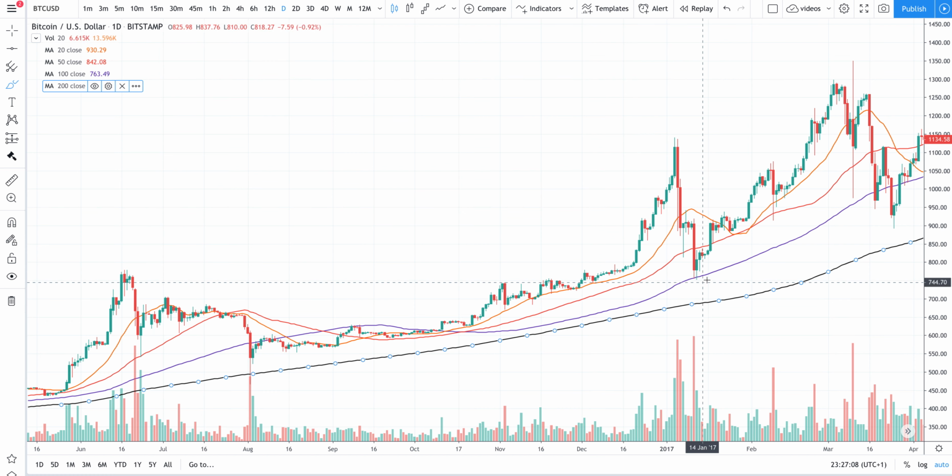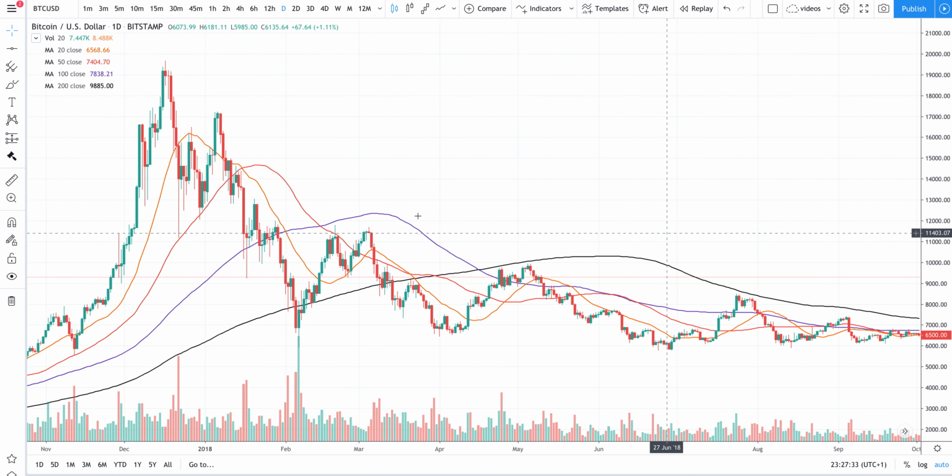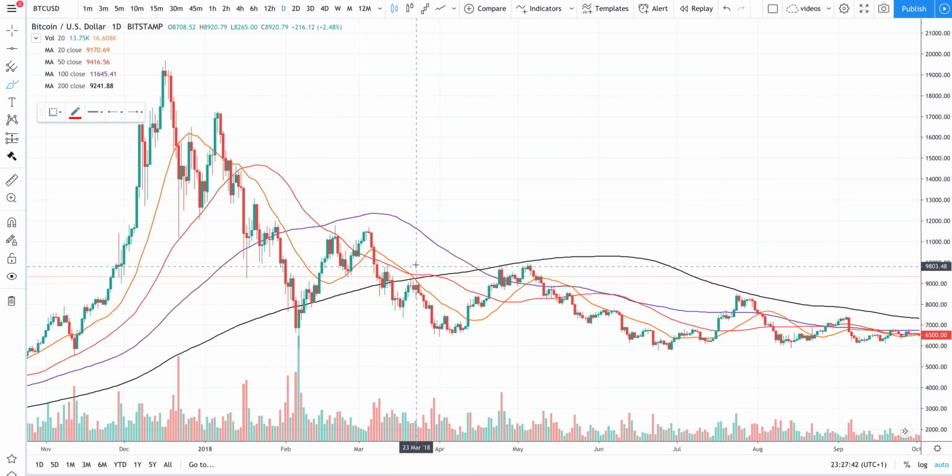Also here, for example, the 100 moving average is supporting the price action. So there was an upwards run, then a retracement, but price stopped its retracement on the 100 moving average, which acted as a support. On the contrary, if we check the bearish side, we can see here, for example, the 200 moving average working as a resistance.